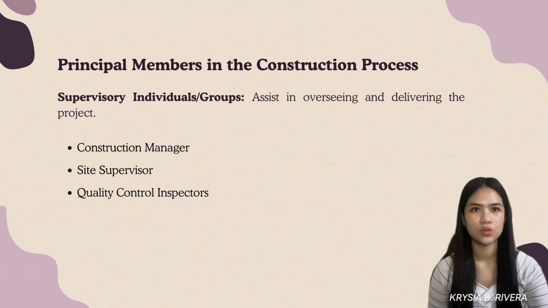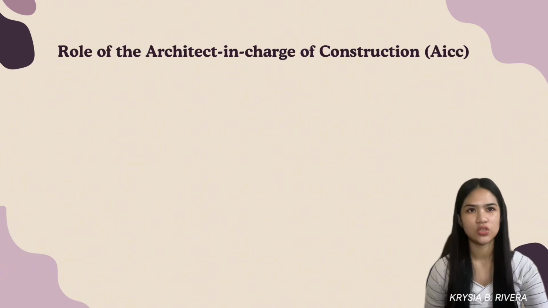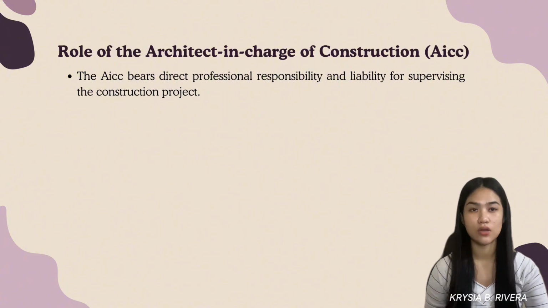Next is the quality control inspectors. They scrutinize every detail, the welds, the finishes, and the alignment of tanks. The safety officers, they enforce safety protocols, making sure everyone wears their hard hats. Number 2 is the role of the architect in charge of construction, the AICC. The AICC bears direct professional responsibility and liability for supervising the construction project.